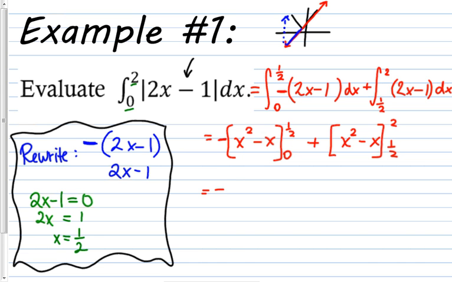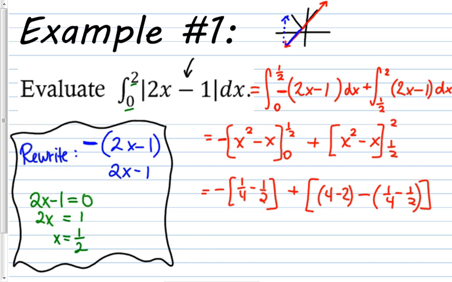So plug in the 1/2, and I get 1/4 minus 1/2. I'll plug in the 0, and it's 0, so I don't have to do anything with that. Plus, and then plug in the 2, so I get 4 minus 2, and then minus, plug in the 1/2, I get 1/4 minus 1/2. And that should look familiar because it's the same as over here. So this is 0.25 minus 0.5, basically. So I end up with negative 0.5. And then plus, over here I have 4 minus 2 is 2. And then minus negative 0.5, so a minus a negative is positive.